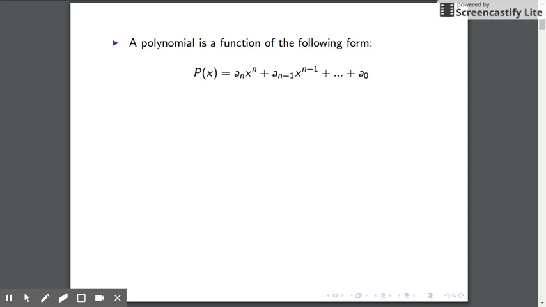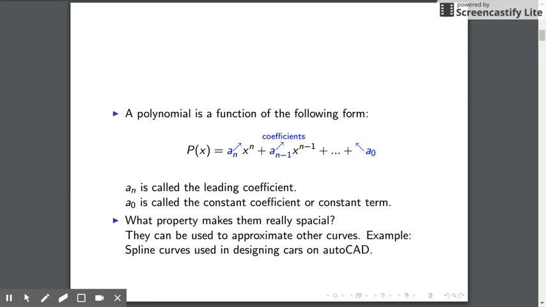Polynomials are functions of the form p of x equals a constant times x to the power n, plus another constant times x to the power one less, and all the way down to a constant by itself. Any of those terms can be missing except for the first term, because the first term tells you what the degree of the polynomial is.